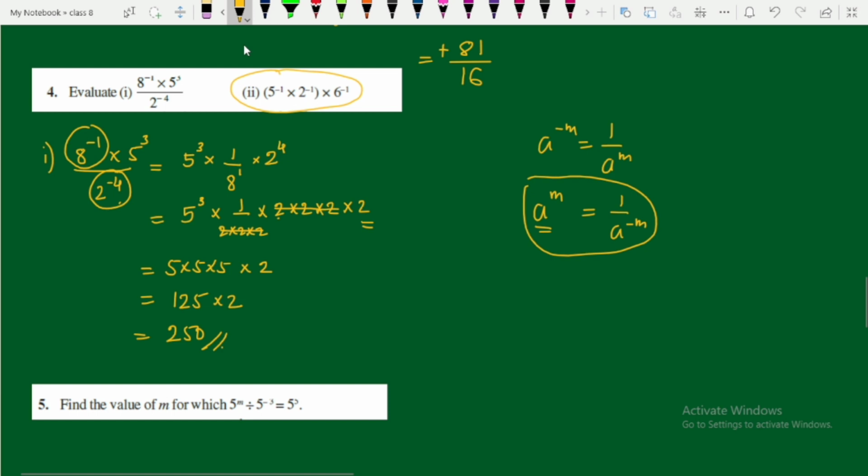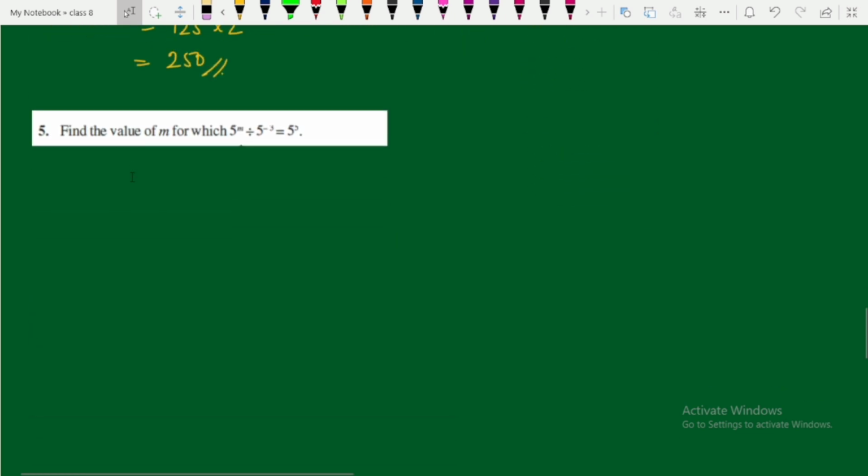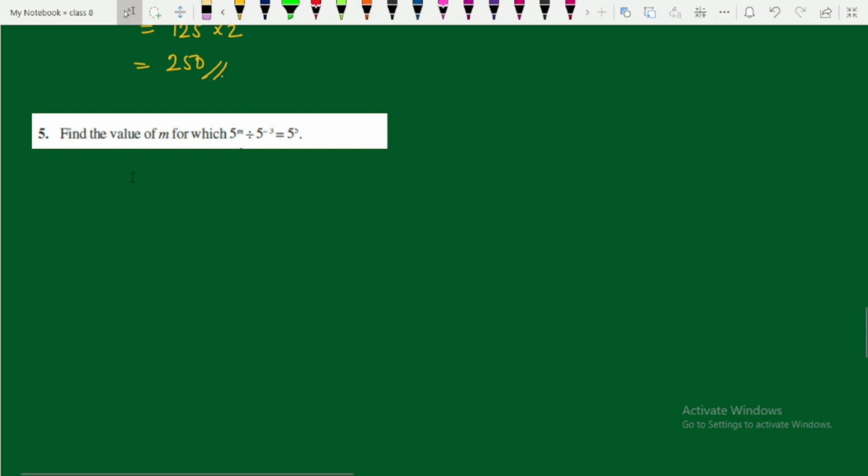So this is the final answer. Yes, in this way you can simplify the sum. Wherever you want you can apply the laws, but just see whether it is applicable while solving the sum. You have to compare with the laws of exponents and apply the laws, right? Next, question number 5: find the value of m.